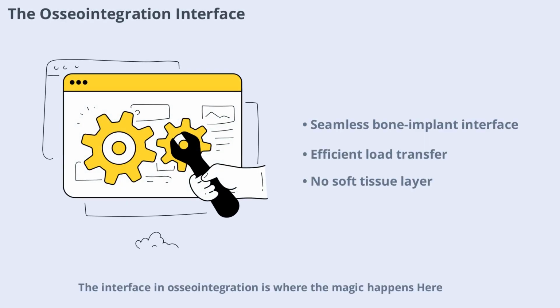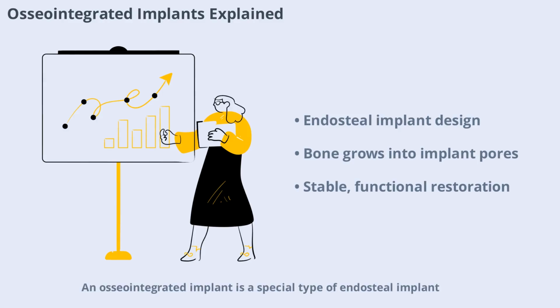The interface in osseointegration is where the magic happens. Here, the surface of the implant and the host's bone tissue come into direct contact, forming a seamless connection. This is in contrast to other types of integration, where soft tissues might be present between the two surfaces. In osseointegration, the implant becomes a true part of the skeletal system, allowing for efficient load transfer and long-term function. This interface is critical for the success of dental and orthopedic implants, as it ensures the implant remains firmly anchored under functional loads. An osseo-integrated implant is a special type of endosteal implant.